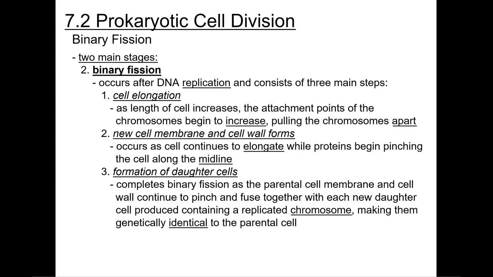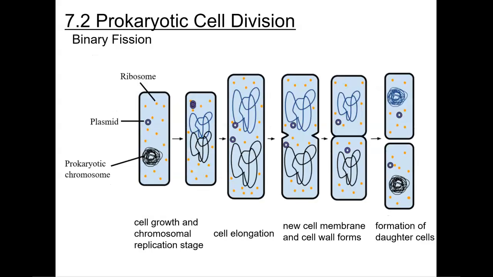Eventually, it's going to form two daughter cells. That completes the binary fission as the parental cell membranes and the cell wall continue to pinch in and then fuse together. And with each new daughter cell produced with replicated chromosomes, it makes them genetically identical to that parent cell, the cell that first started out.